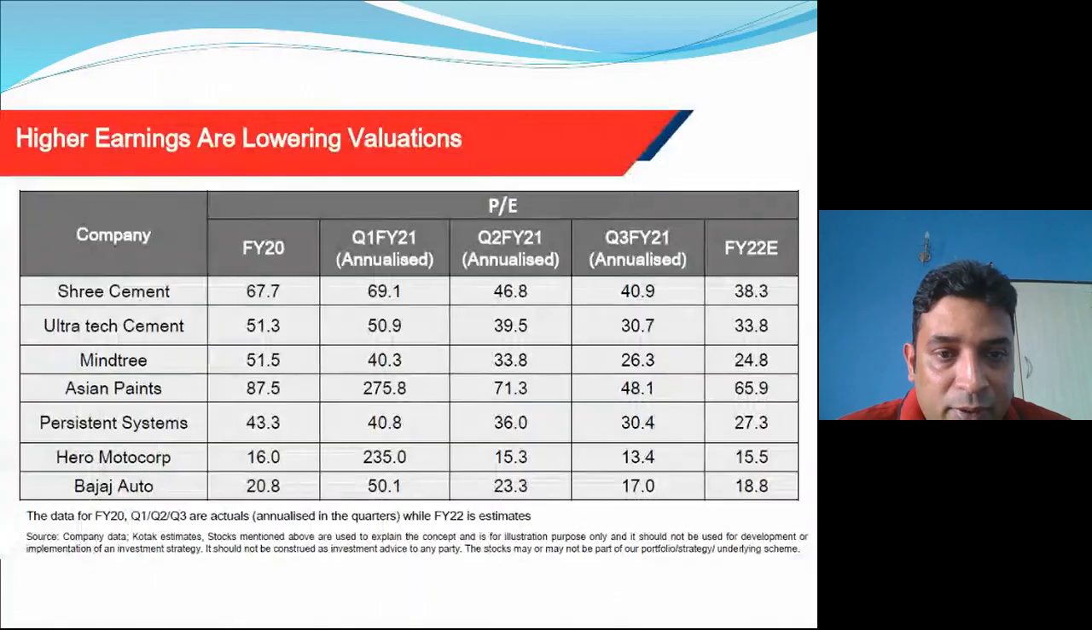I already mentioned this. Higher earnings versus lower valuation. So I have taken a couple of stocks here. If you see the PE ratio of Shree Cement, which is 67, PE ratio of Bajaj Auto, which is 20, and if you see the annualized Q1, Q2, Q3, and FY22, as I mentioned earlier, you will see the PE ratio will rationalize over a period of time because of the things I've already mentioned about the profitability growth of these companies. So Asian Paints, which has a higher PE right now, you will see the PE will rationalize in the time to come.